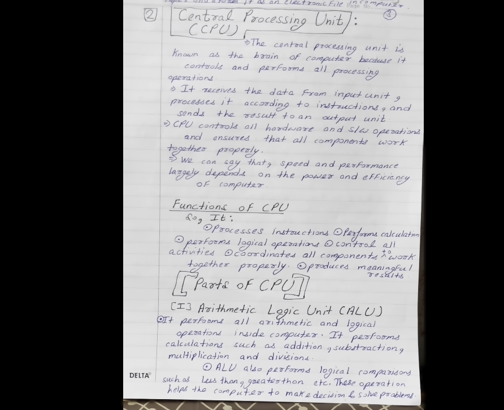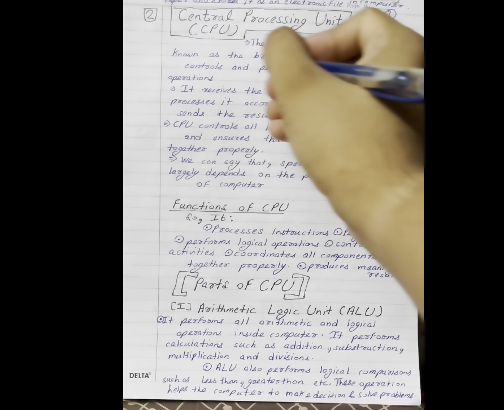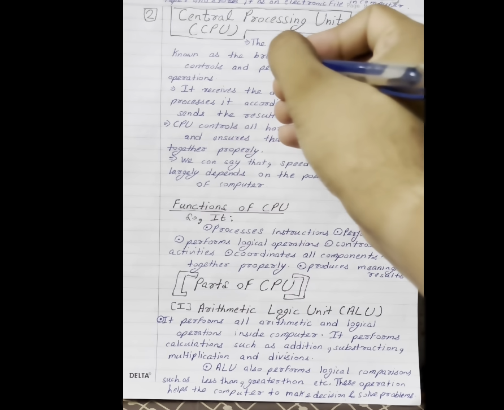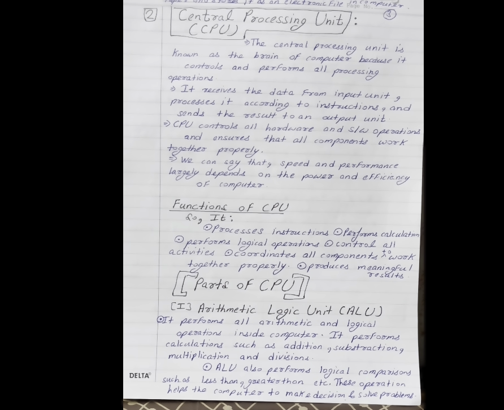Now let's move to central processing unit. As we know, the central processing unit is also known as the brain of computer because it controls and performs all processing operations. It receives the data from the input unit, then processes it according to the instructions, and then sends the result to an output unit. We can say that the CPU controls all the hardware and software operations and ensures that all the components work together properly.